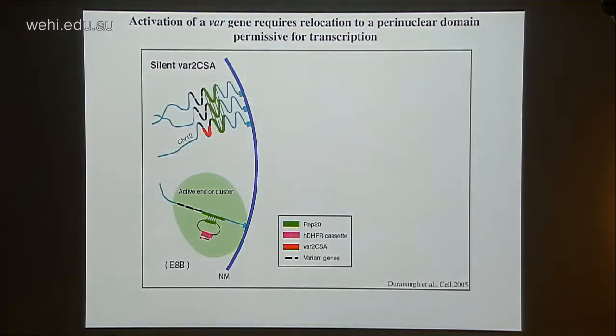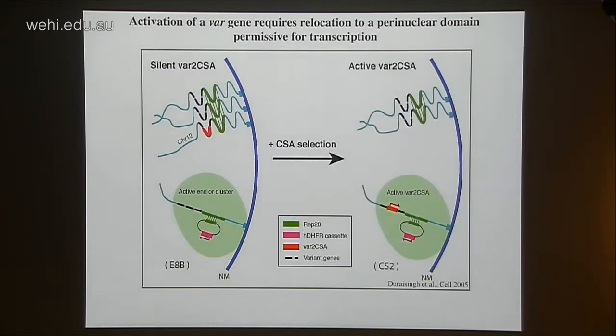And so this is basically a cartoon of what's happening here. We have the VAR2-CSA, which is expressing the PFMP1 that binds to chondroitin sulfate A. This is in the silent state, so we've selected it on another receptor. So it's basically embedded within the heterochromatin at the nuclear periphery. Another VAR gene has been activated. This is a particular marker that we use to tag the active site. When you switch it on, or select parasites that have it switched on using chondroitin sulfate A adherence, you can show that the active VAR gene co-localizes with this particular marker.